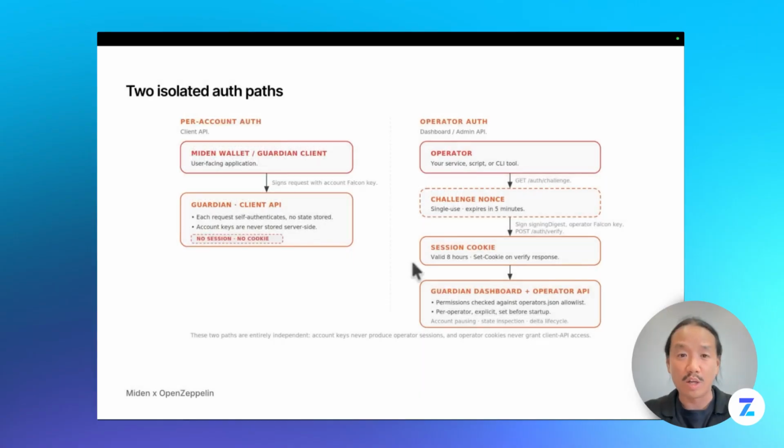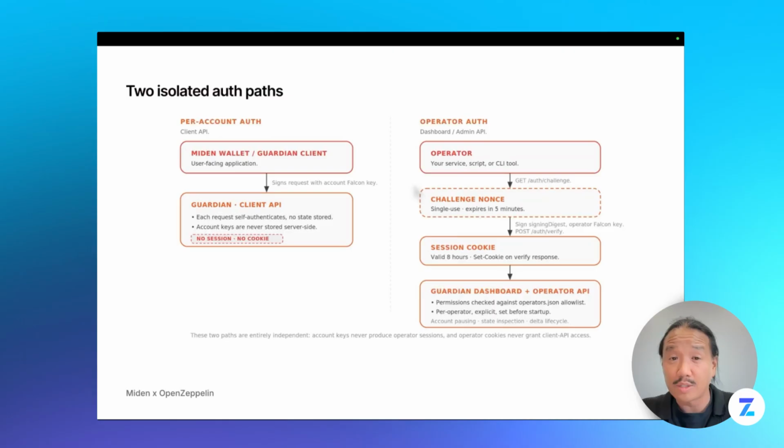Now, when it comes to auth paths, Guardian runs 2 separate authentication paths in the same process. The first is a per account auth. Every account holder signs their own requests with their own key. That's the client-facing API. The second is operator auth, which gates the dashboard routes. Operators authenticate against an allow list that you, the operator, control. The 2 are isolated. Operators never see account keys. Account holders never see operator keys.